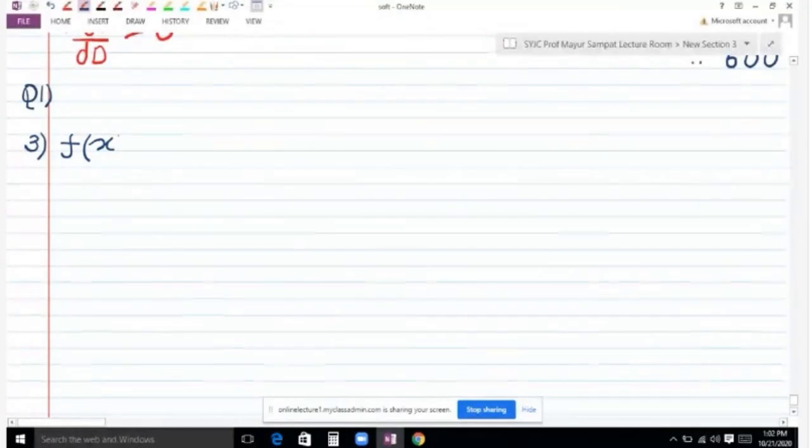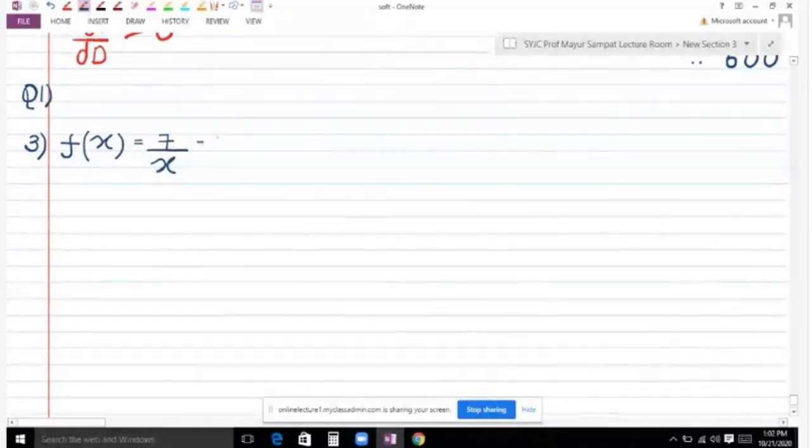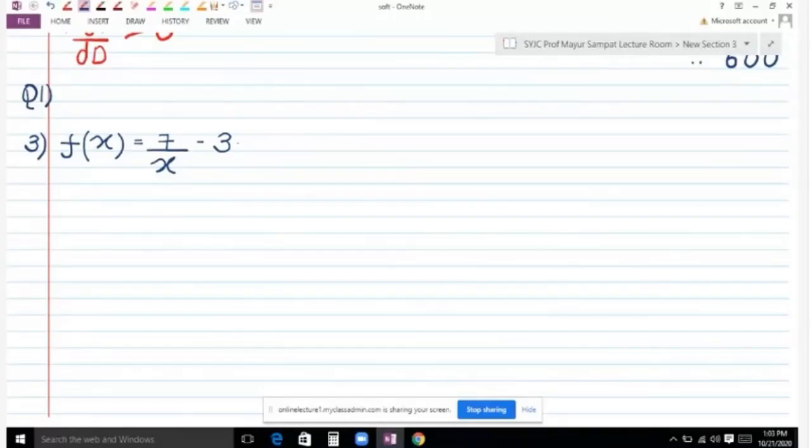f of x is equal to 7 upon x minus 3. f of x is equal to 7 upon x minus 3. You are being given the function.